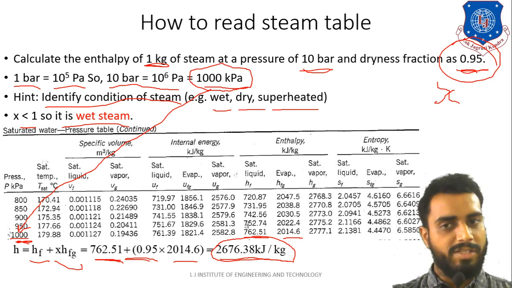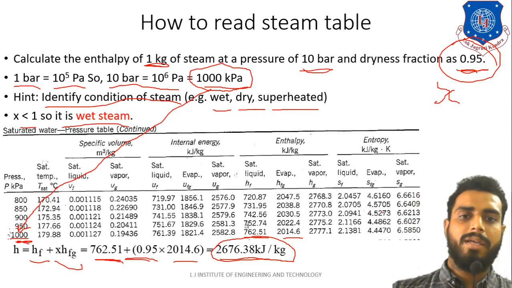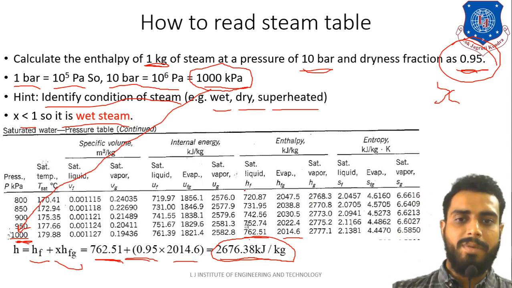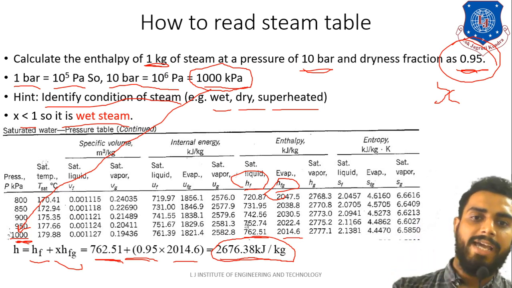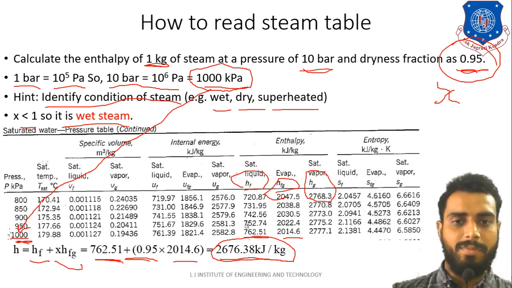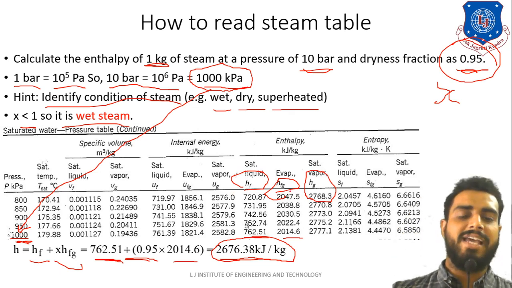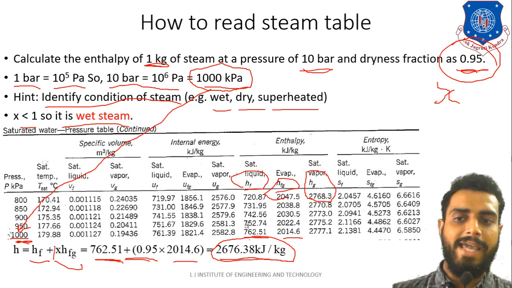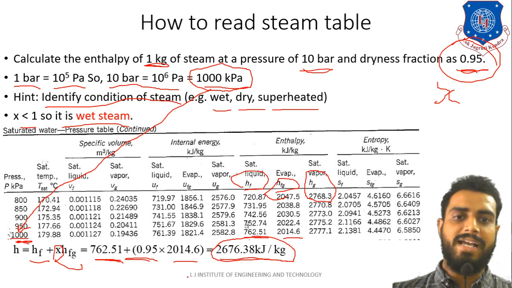I hope you are clear with this phenomenon, right? Remember one more thing, dear students, a hint: if you do the summation of hf and hfg directly, then that will be equal to hg. Sir, how is that possible? Simple, just run your logic in your mind. For hf plus hfg, I have taken x equal to 1. Now x equal to 1 means dry steam, and dry steam enthalpy is nothing but hg. So that is why you can write directly hg.